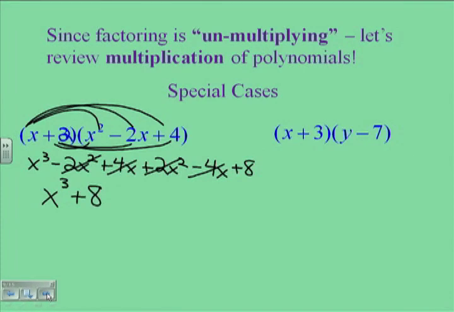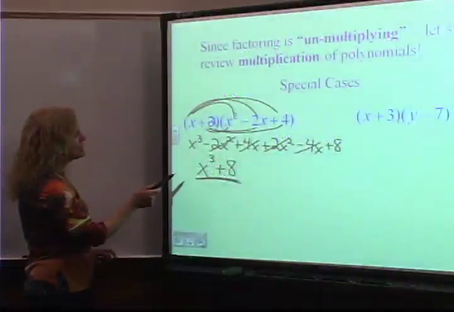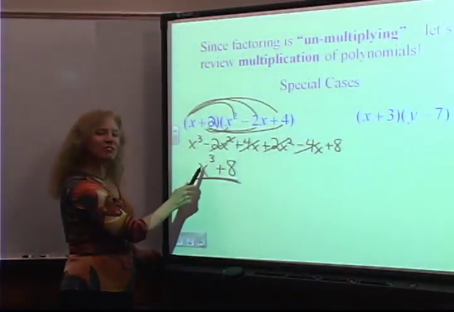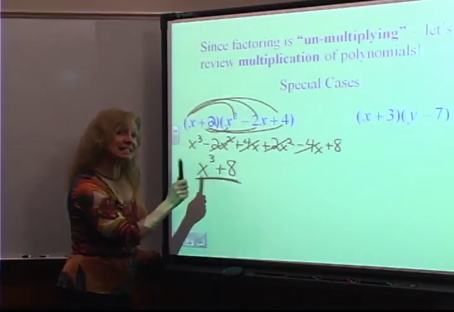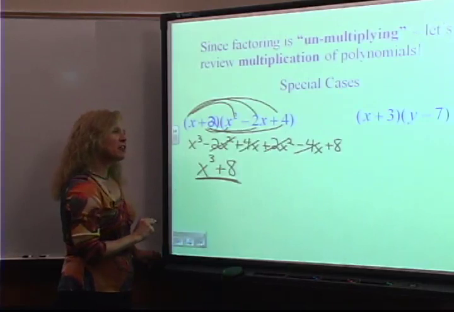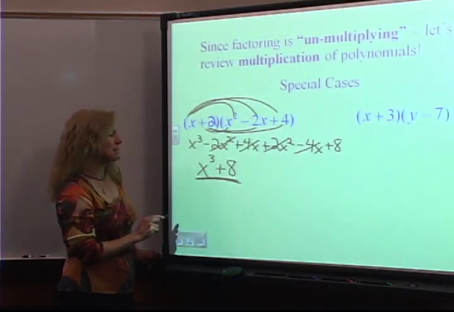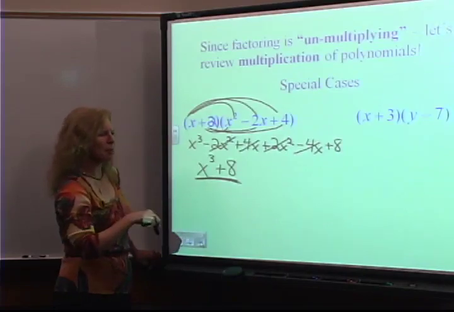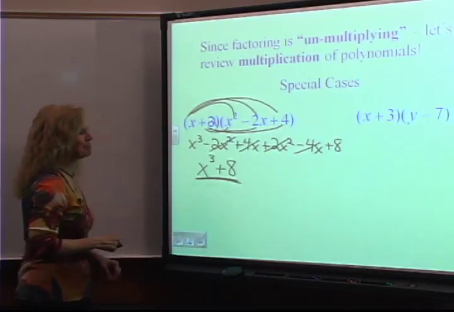plus 8. Now that's kind of a strange little critter there because you say, wow, a 3rd degree? I'm not used to those. But you might notice that this is a very special situation. This is a perfect cube and 8 is a perfect cube. So this is going to be one of our special factoring forms as well. Okay? Sorry I had that number wrong in the beginning, but that's okay.